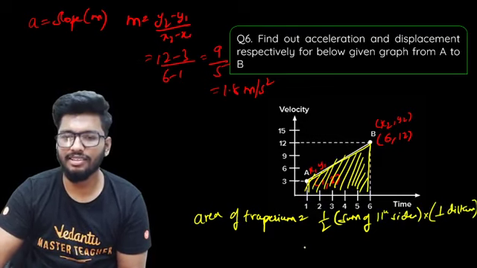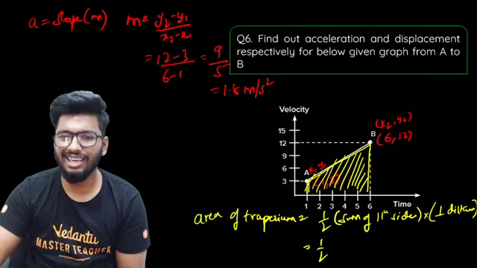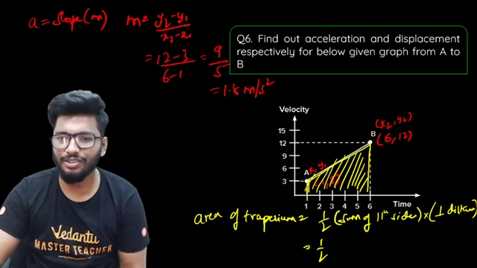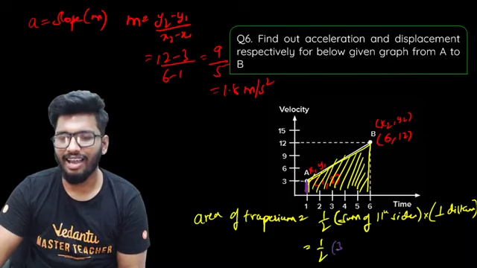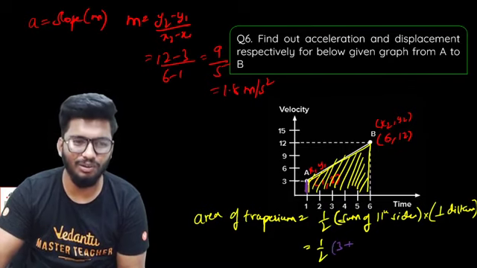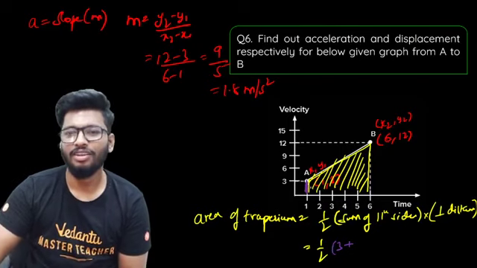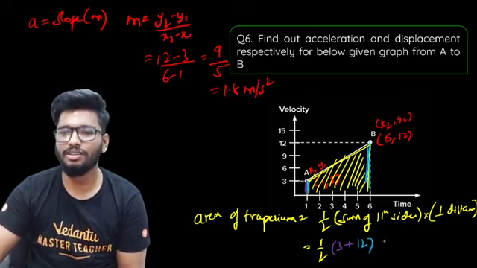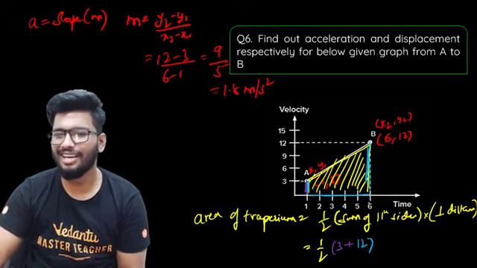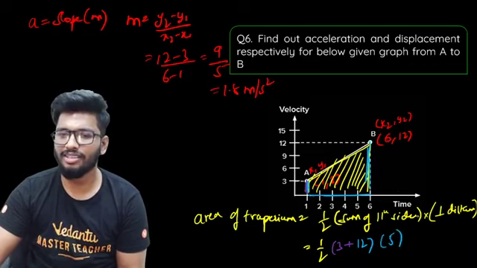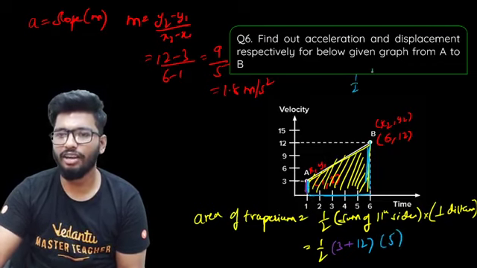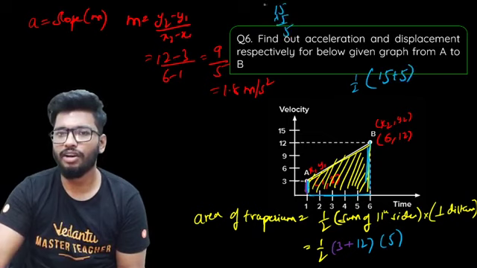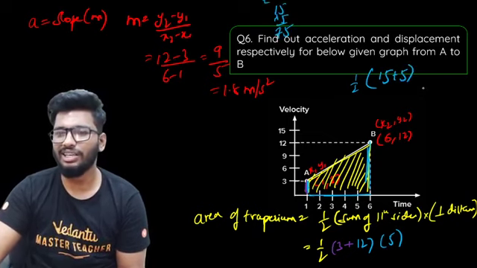So what is the sum of two parallel sides? Let me just use a different color. Let me go with blue. So this is 3, and this distance is 12, so 3 plus 12. And the perpendicular distance is this, 6 minus 1, which is 5. So simplify this: half into (15 into 5). 15 into 5 is 75.